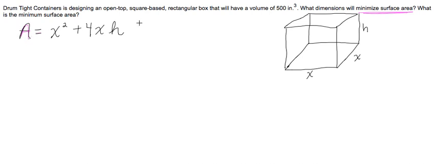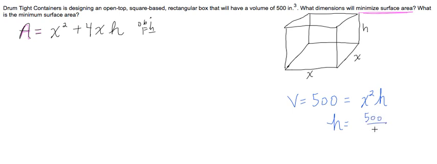That's my objective function. Okay, it's got x's and h's, so we do have to use the constraint, which is that the volume is 500. So V is 500. Volume of a box is length times width times height, so x squared h. I'd probably solve that for h. That looks easier. So h would be 500 over x squared, and plug that in over there.